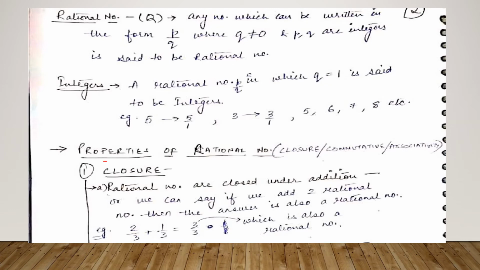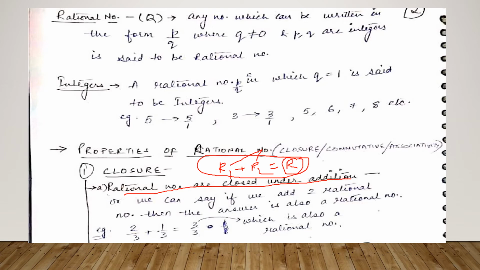Now some properties of rational numbers, as we have seen in the last classes. Properties are closure property, commutative property and associative property. Let's see the first one, closure property. Rational numbers are closed under addition. What does it mean? It means if you add one rational number with another rational number, you always get an answer which is also a rational number. So it will never happen that you add two rational numbers and you get an irrational number.